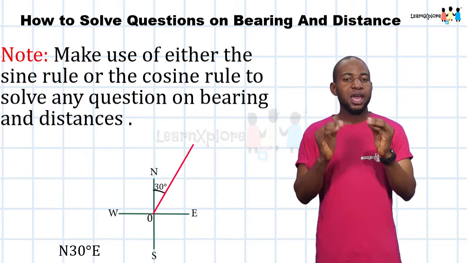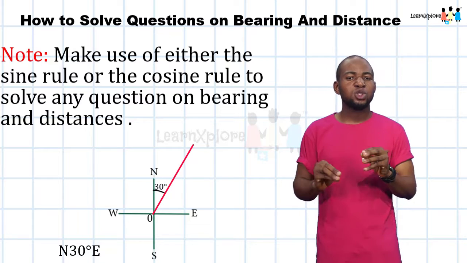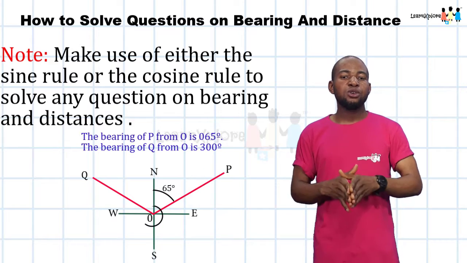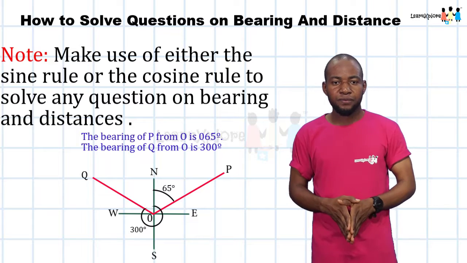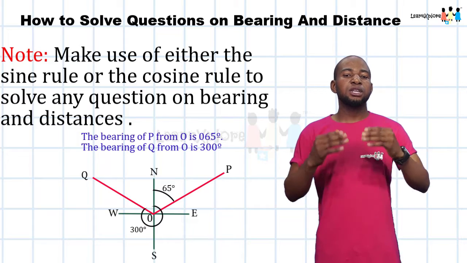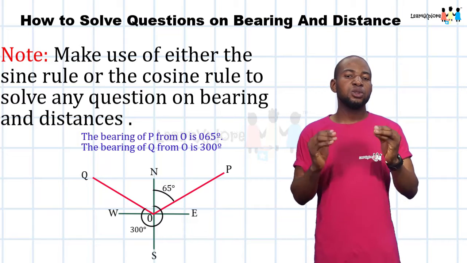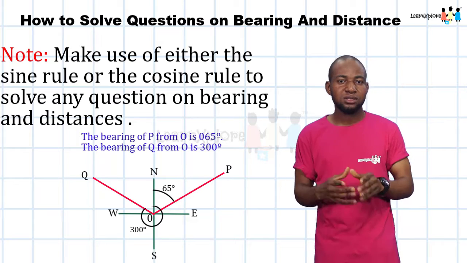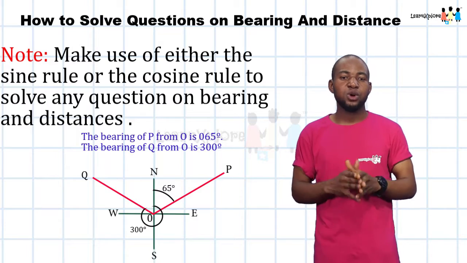Note, N 30 degrees East means that the direction is 30 degrees from the north towards the east. The bearing to a point is the angle measured in a clockwise direction from the north line. For example, the bearing of P from O is 65 degrees. The bearing of Q from O is 300 degrees. Note that the direction of P from O is 65 degrees north to east, and the direction of Q from O is 60 degrees from north to west.